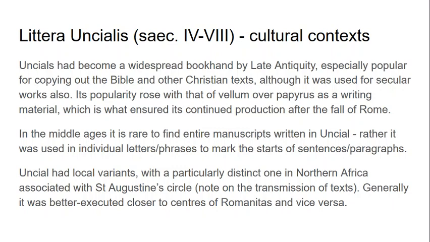And like with these other scripts, Uncial script is going to be more finely executed, so with less influence from minuscule scripts, in centers that are closer to centers of Romanitas. So the Italian peninsula basically retains Romanitas, or Romanness, longer than, say, the fringes of the empire like Britain. So Uncial is better executed in these places than at the frontiers.